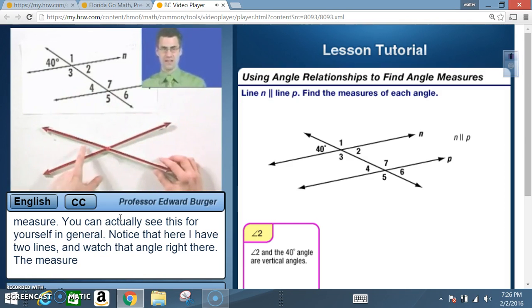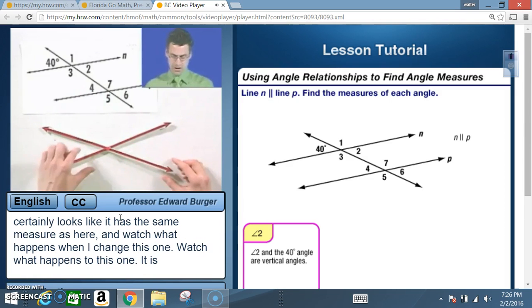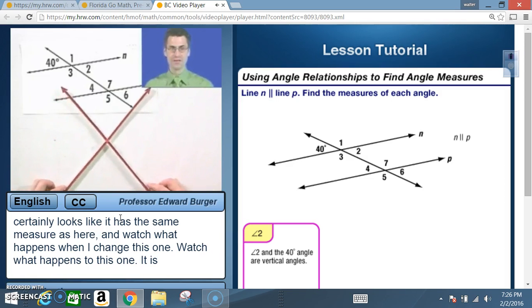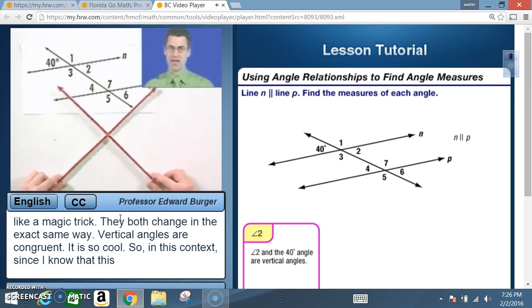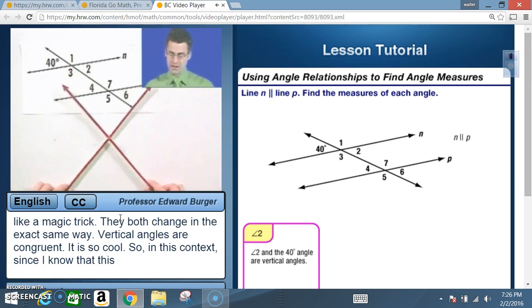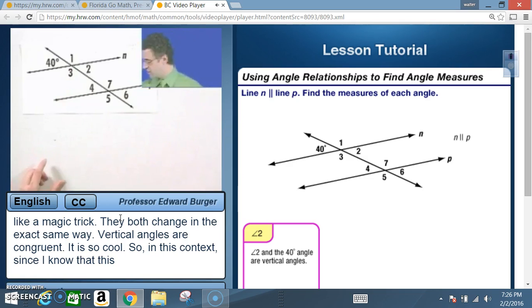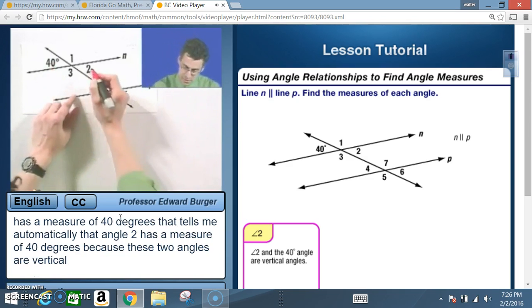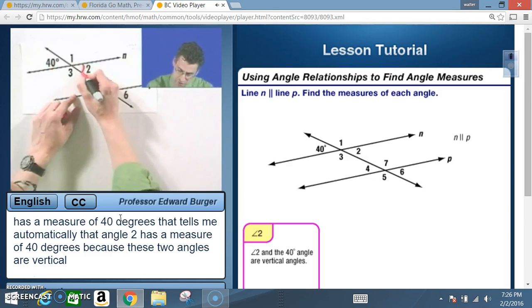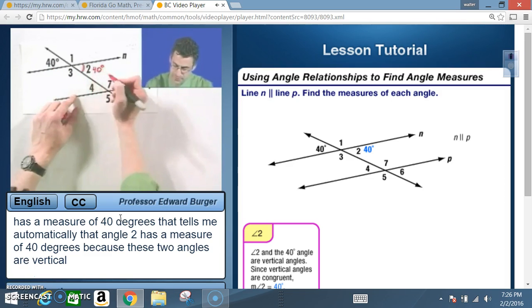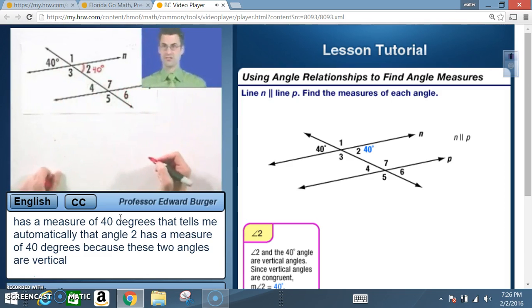You can actually see this for yourself. Notice that here I have two lines, and watch that angle right there. It certainly looks like it has the same measure as this one. Watch what happens when I change this one. It's like a magic trick. They both change the exact same way. Vertical angles are congruent. It's so cool. So since I know that this has a measure of 40 degrees, that tells me automatically that angle 2 has a measure of 40 degrees because these two angles are vertical angles.